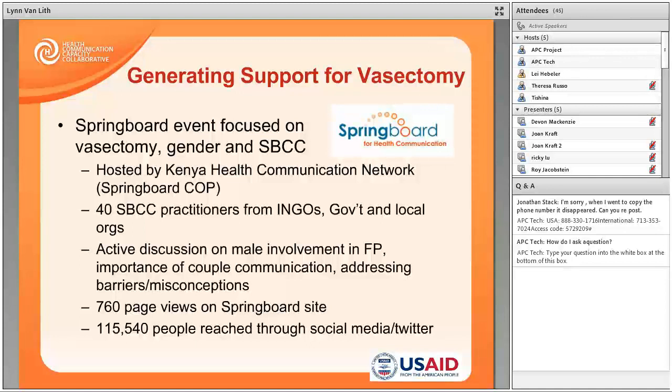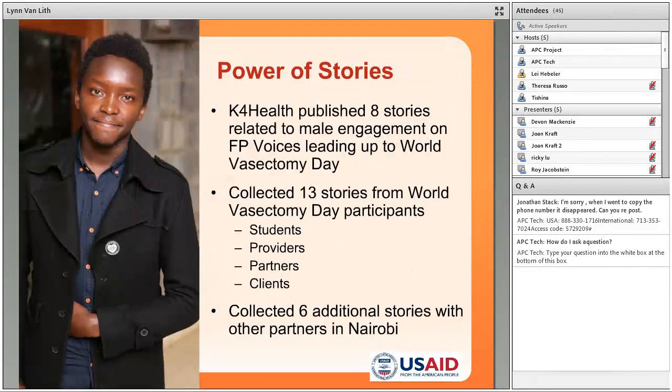There were active discussions on male involvement in family planning, the importance of couple communication, and really addressing those barriers and misconceptions that Roy mentioned, in Argentina, that we saw in India and Brazil as well. There were 760 page views on the Springboard site, and then we used social media and Twitter to reach an additional 115,000 people.